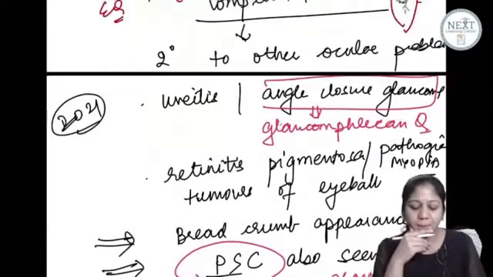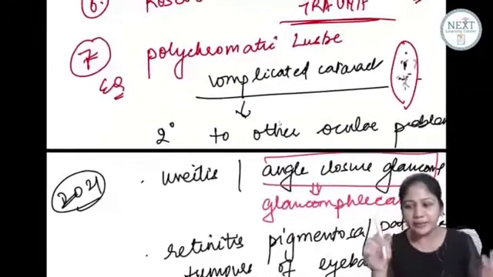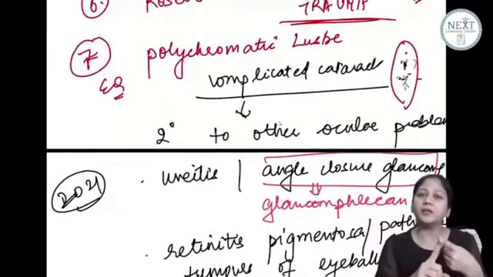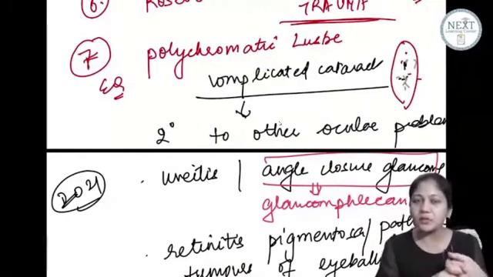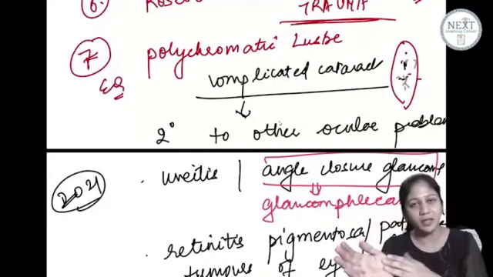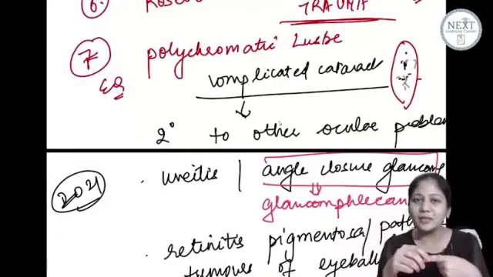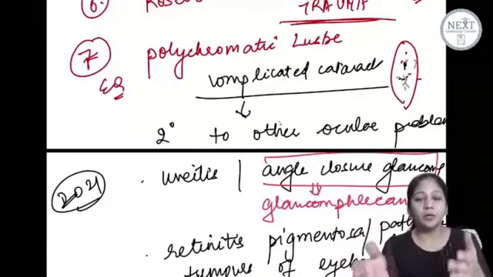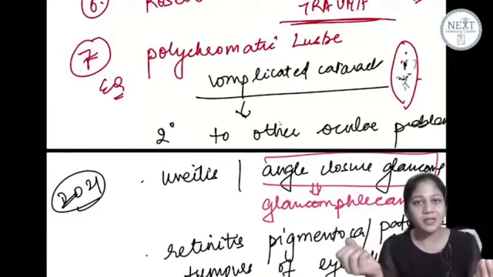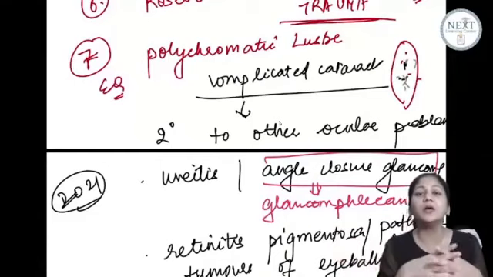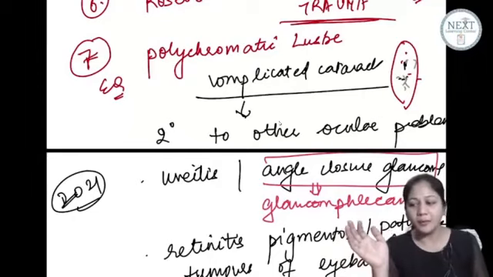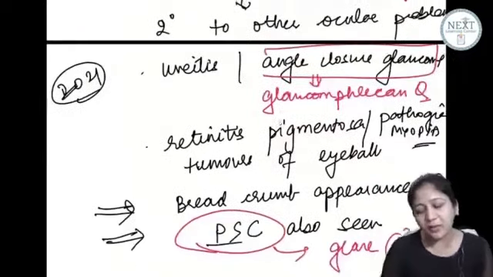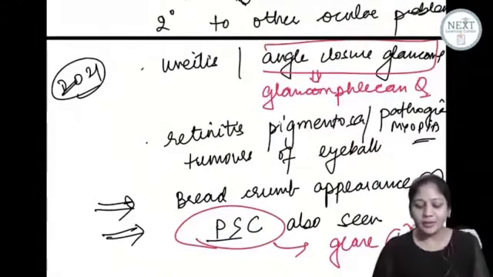Let's come back to this again. A one-minute quick revision. Polychromatic luster, breadcrumb appearance, posterior subcapsular, complicated cataract. Most common cause is uveitis, followed by retinal problems like retinitis pigmentosa and pathological myopia. You may have tumors, and then you may have glaucoma flecken. You may have a problem related to glare. Okay, please remember this much. It's a very important question. Let's go ahead.